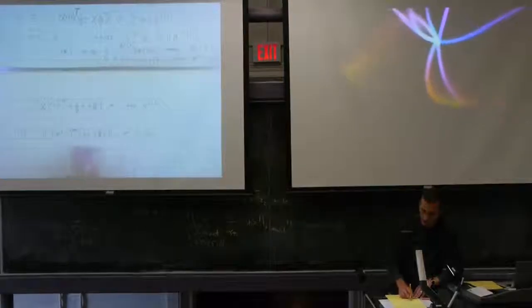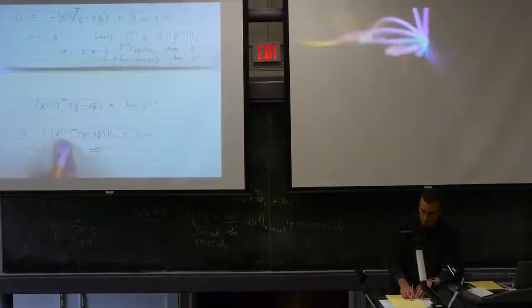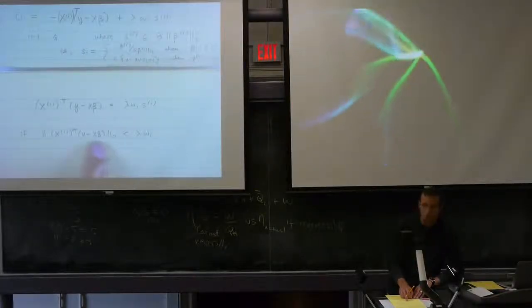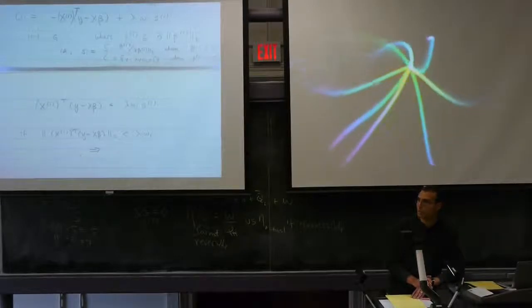If I happen to have, I told you I have the solution, I'm not going to tell it to you. All I'm going to tell you is that the inner product of the ith group of variables with the residual, in L2 norm, is less than lambda times wi. What could you conclude from that fact?